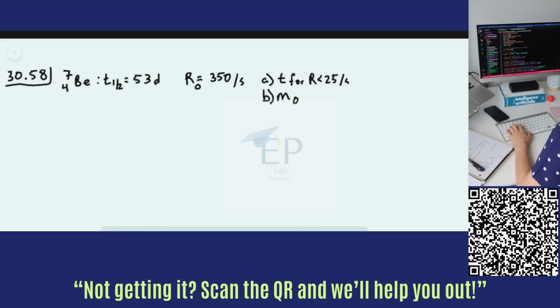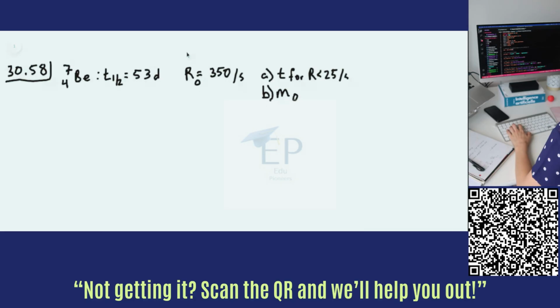30.58. So we have beryllium-7, and it decays with a half-life of about 53 days. And the problem tells us that it gets produced in the upper atmosphere and then sort of falls onto the surface of the Earth. And so we've gone and picked up a plant leaf and found that it's having 350 decays per second from beryllium-7.